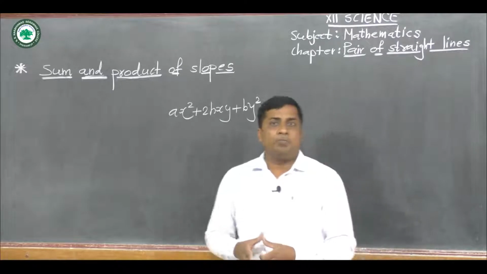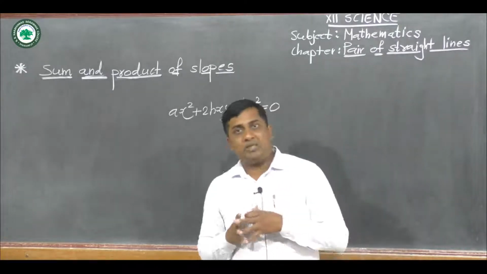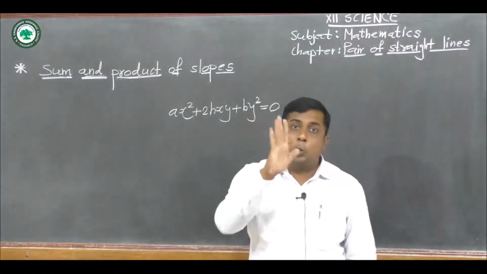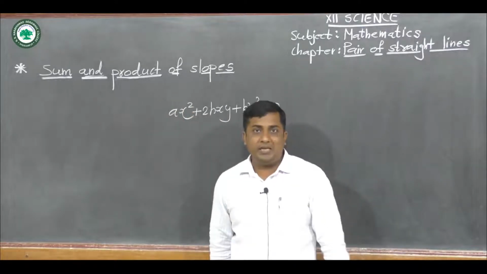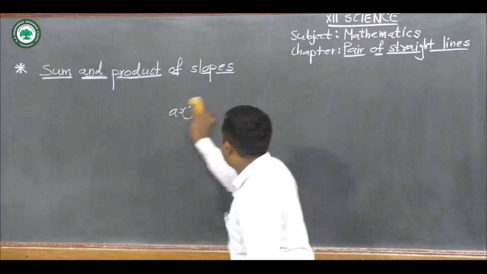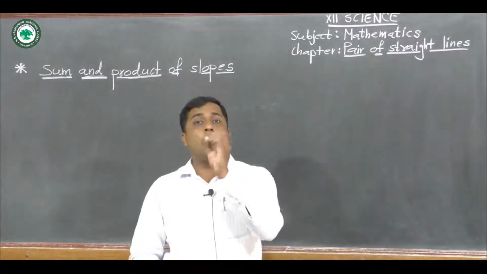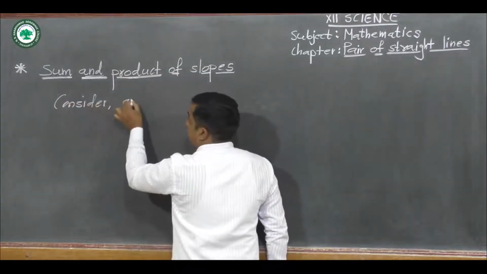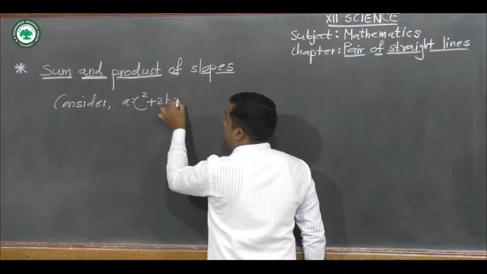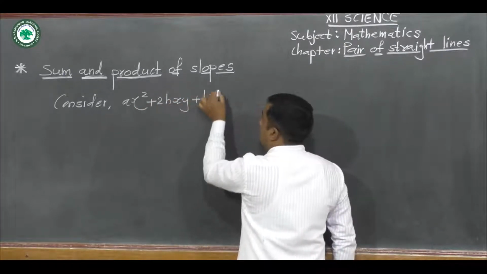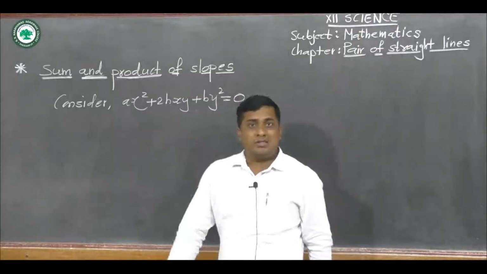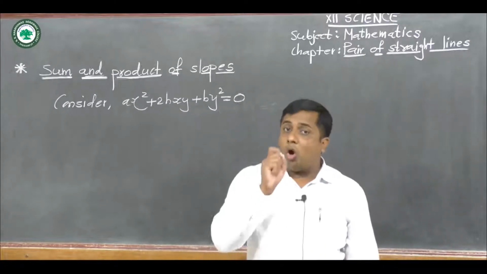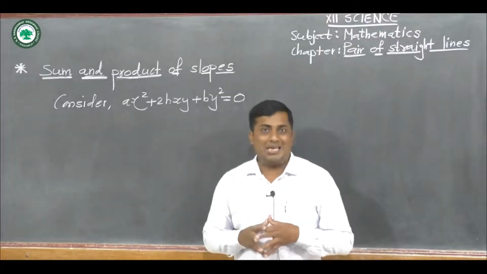Now in today's lecture we go with our next concept in this chapter, and in that we consider the sum and product of the slopes. To define this concept, again we consider the second degree homogeneous equation. Consider the equation ax square plus 2hxy plus by square is equal to 0, and in that a, h and b are all constants and not all 0.